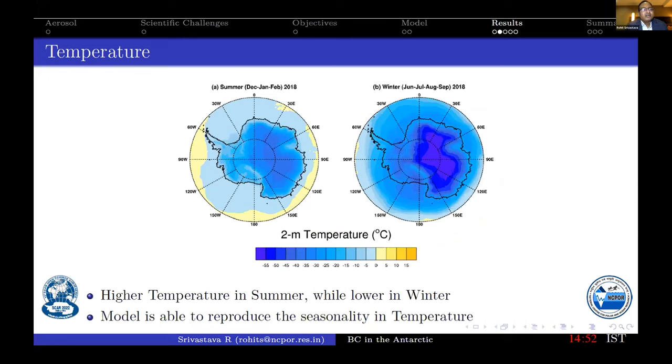Here, for temperature, we have shown two contrasting seasons, austral summer and austral winter. December, January, February is austral summer. June, July, August, September is winter. So here we can see that the model can simulate temperature pretty well. We can see lower values in winter, more than minus 55, and the eastern part of Antarctica is showing more cooling when compared to the western part. So this type of thing resembles the observation.